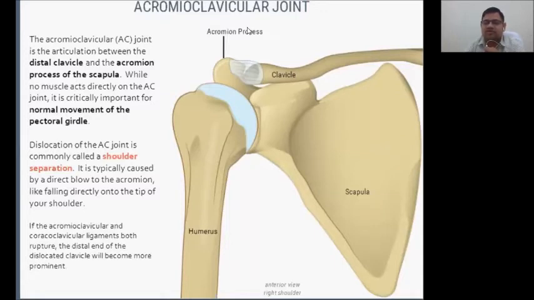If the acromioclavicular and coracoclavicular ligaments are both ruptured, the distal end of the dislocated clavicle becomes more prominent. So here there are two ligaments, the coracoclavicular and the acromioclavicular. If either or both of them are ruptured, then this joint becomes more prominent and the clavicle moves towards the forward side. Here you can see the humerus, scapula, and clavicle.